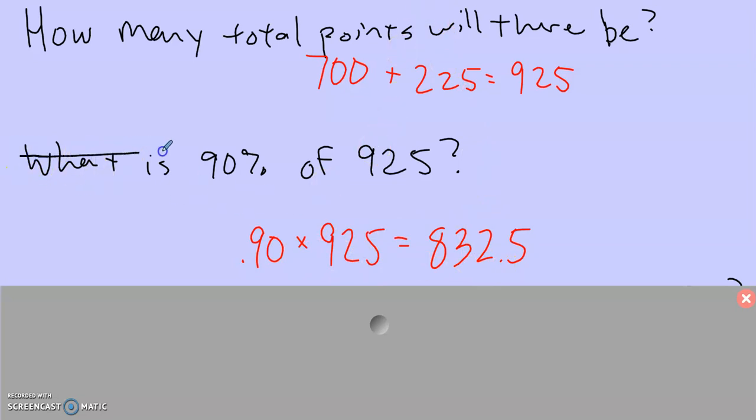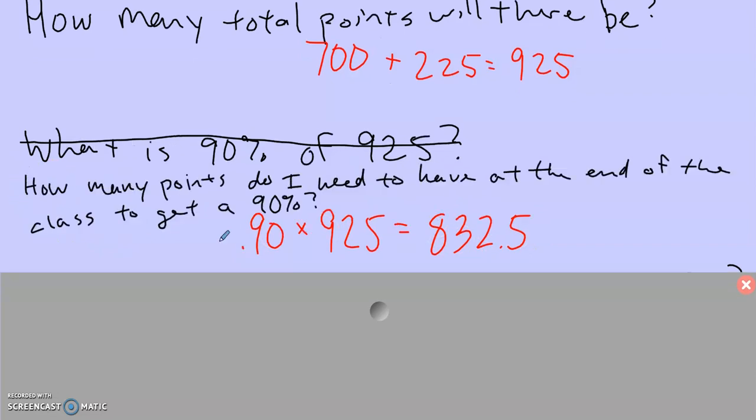So instead of writing a question like this, I should actually ask what this means. And this is 90% of 925. That is the percentage I'm shooting for, and this is a number of points. So here's the question I wrote: how many points do I need to have at the end of the class to get a 90%? That's why I'm finding 90% of 925, and that's actually what this number means. So that's what a good question should look like.